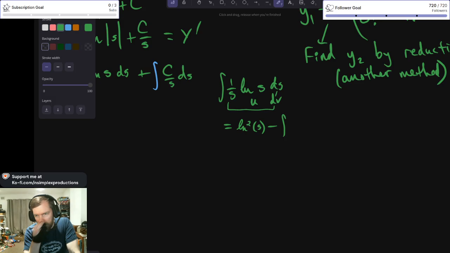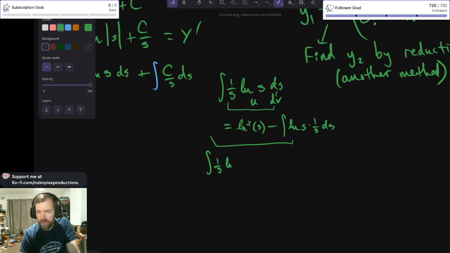Minus the integral of V dU. V is natural log S, dU is 1 over S dS, which is the same as what's on the other side. So the integral of 1 over S natural log S dS, 2 of those is equal to natural log squared of S. Yeah, it's real gross.